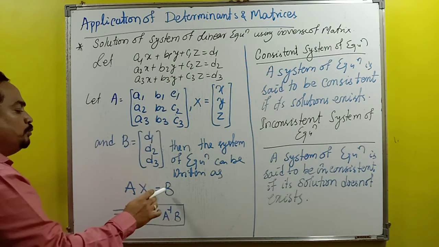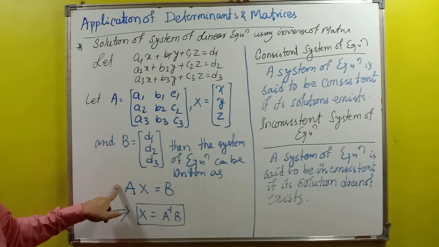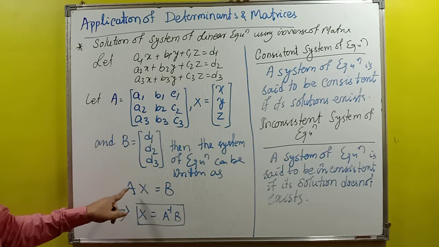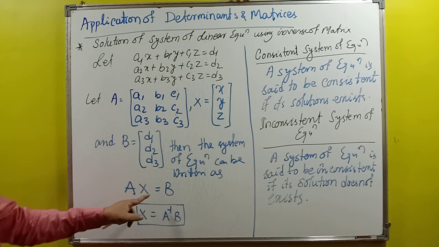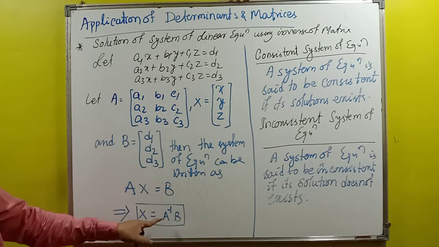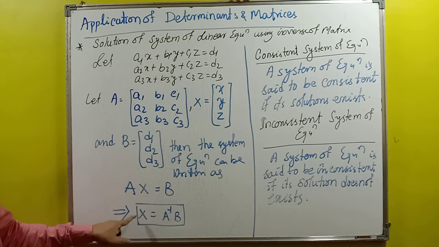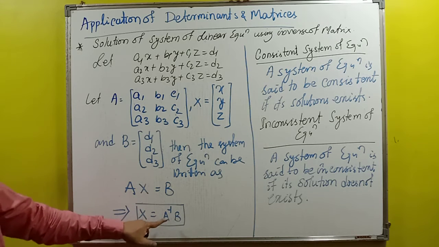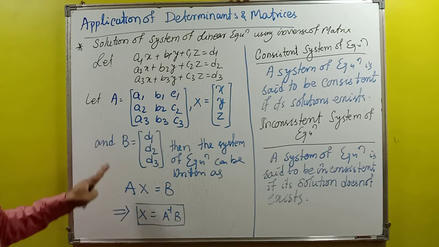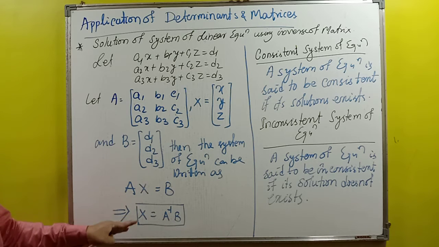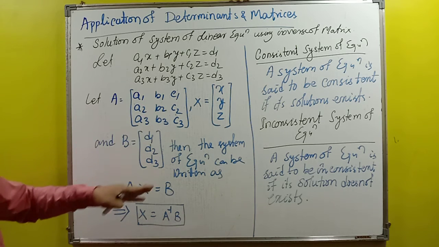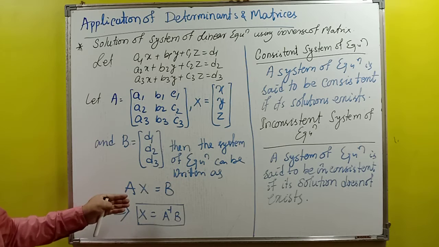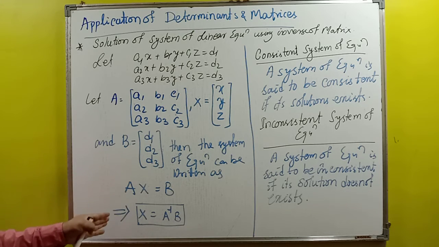Then the system of linear equations can be expressed as AX = B, if you multiply these two. Multiplying A inverse on the left side, you will get X equal to A inverse B. This is the way to get your variable matrix X, Y, Z. We will solve a problem, then we will understand it in a better way.